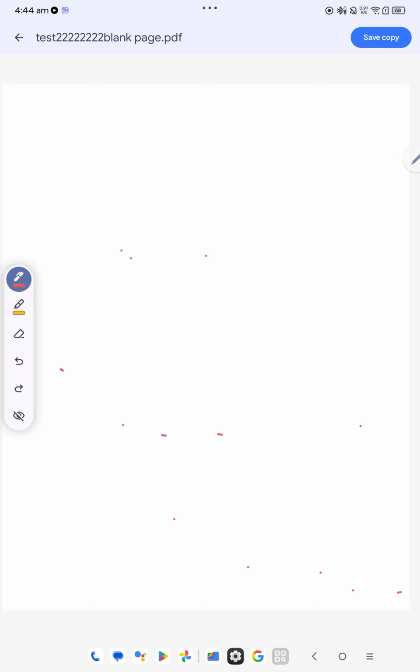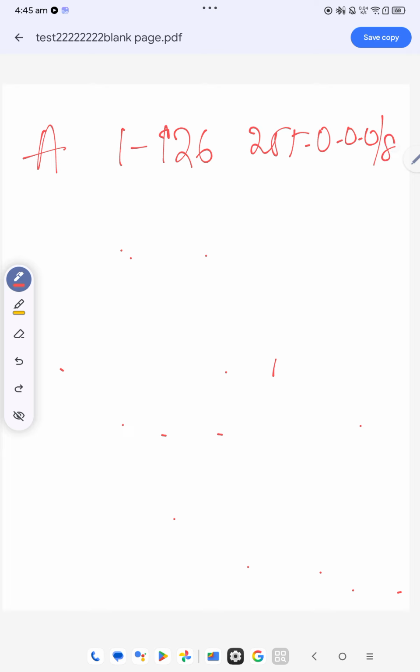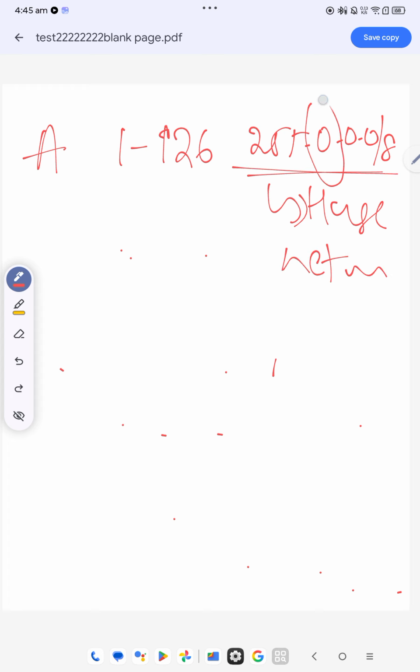Let's discuss our classes. There are 5 classes. Class A is 1 to 126. Remember this. 255.0.0.0/8. This is used for huge networks. Here you can see we can fill up to 255. This is the network portion.